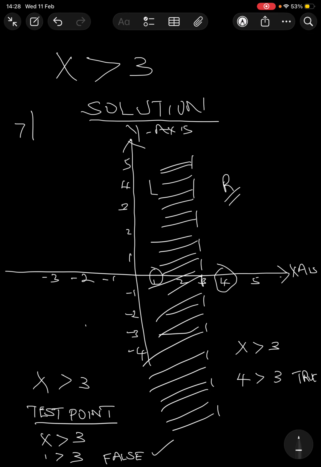Example 2. We have y is less than or equal to 5. So solution. You're supposed to solve this question using the graphical method.